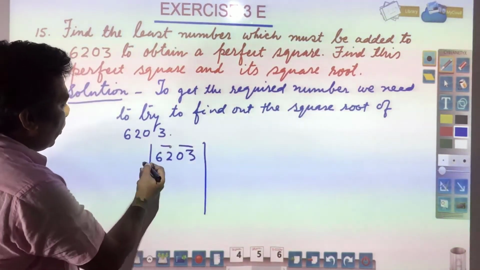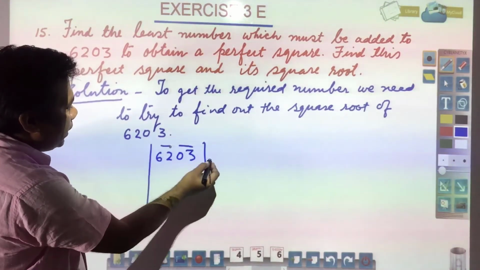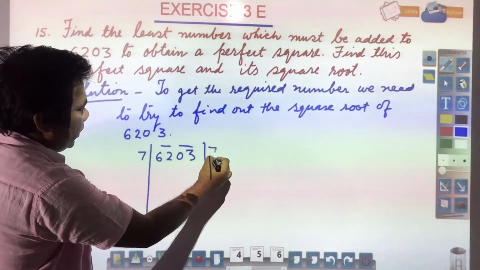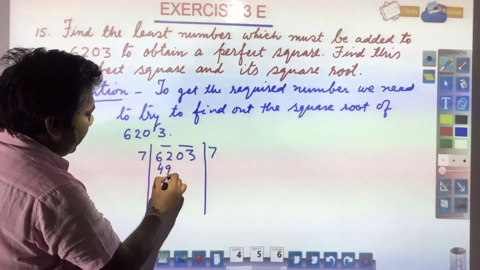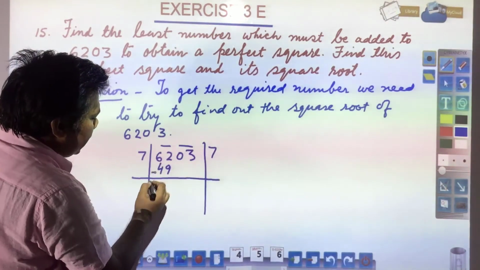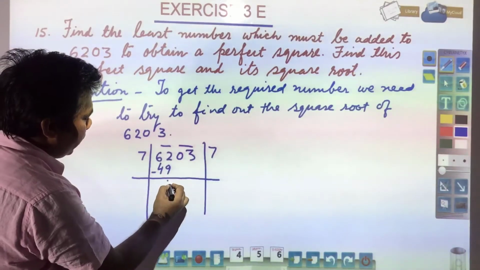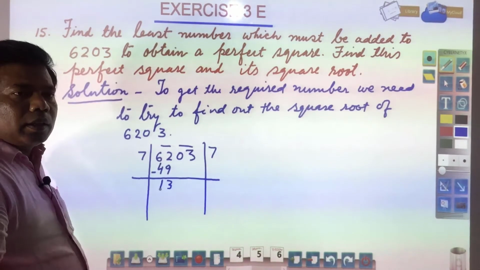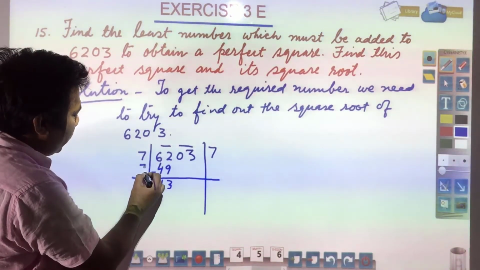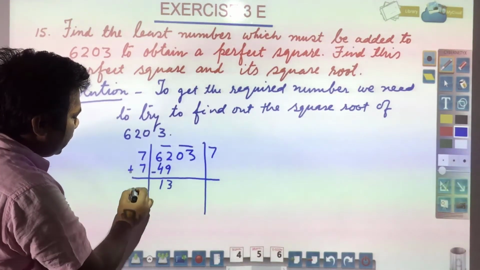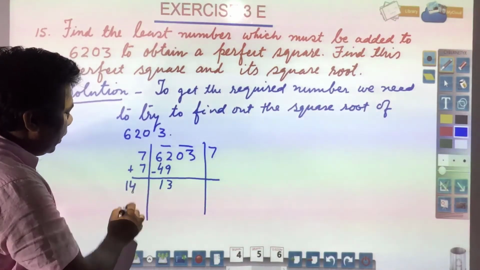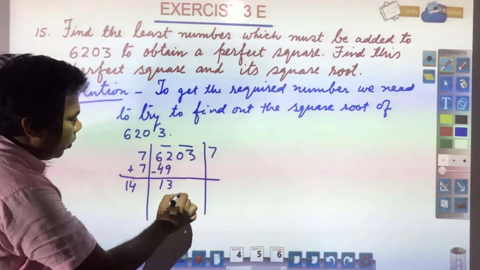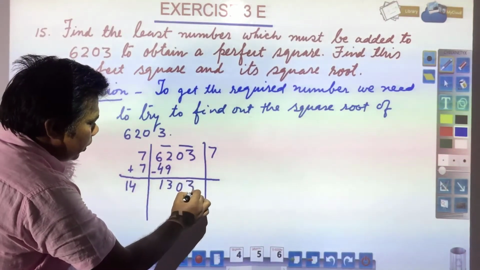Now, you see how many times it will go: 8 8s are 64, so we will take 7 times, 7 7s are 49. Now, it is needed to be subtracted. What you will get? 12 minus 9 is equal to 3, 5 minus 4 is equal to 1. This 7 is required to be written over here and added on this, you will get 14. Now, next period you have 03, that is required to be taken down. So, it will become 103.